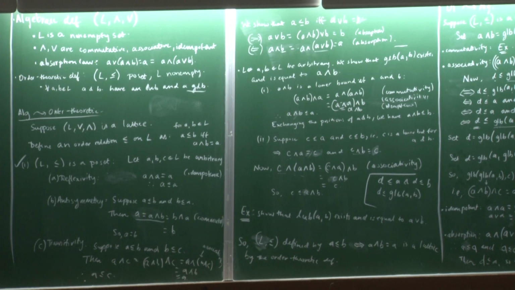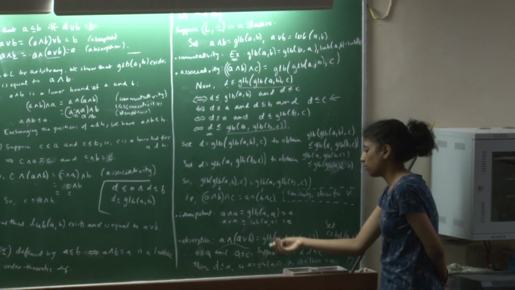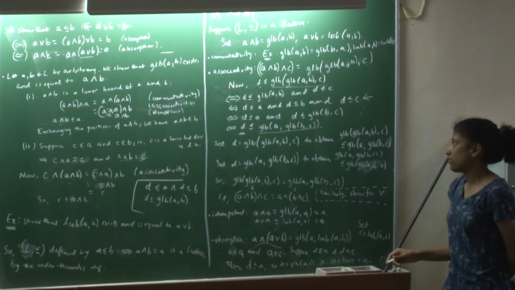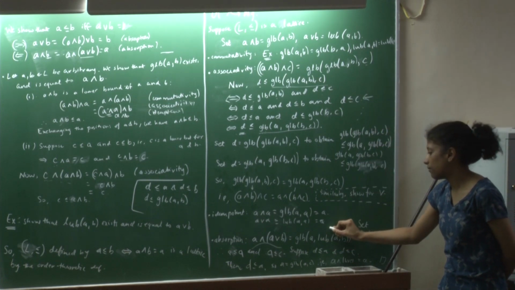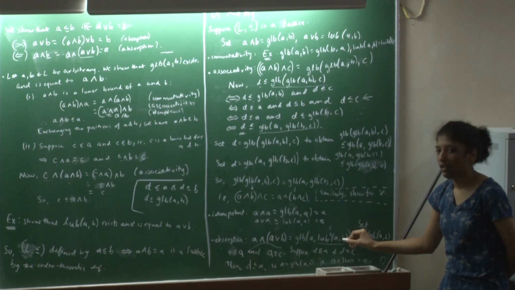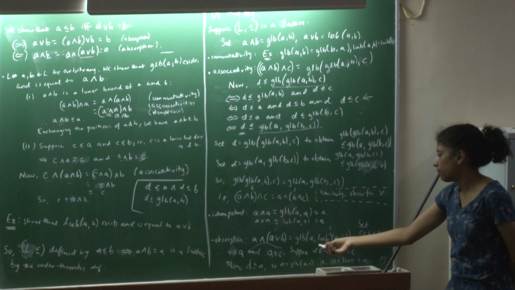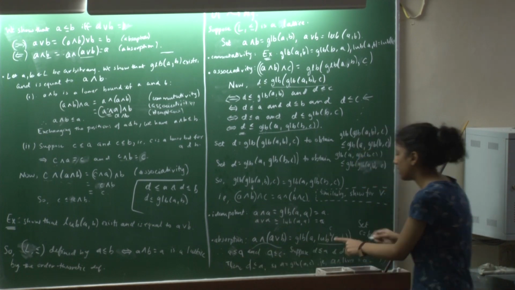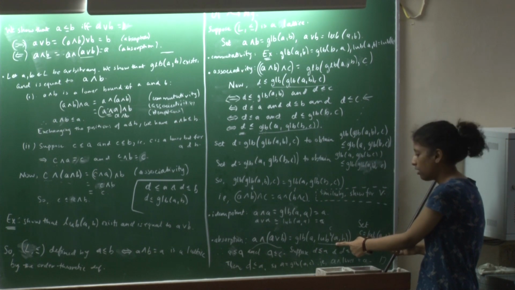For absorption, you have to show that this expression is equal to A. So you just write out the definition, and so that I didn't have to write something ugly like I did in the previous thing, I just said this is equal to C. So by definition of GLB, we have A is less than or equal to A, and we have A is less than or equal to C by the definition of LUB over here.